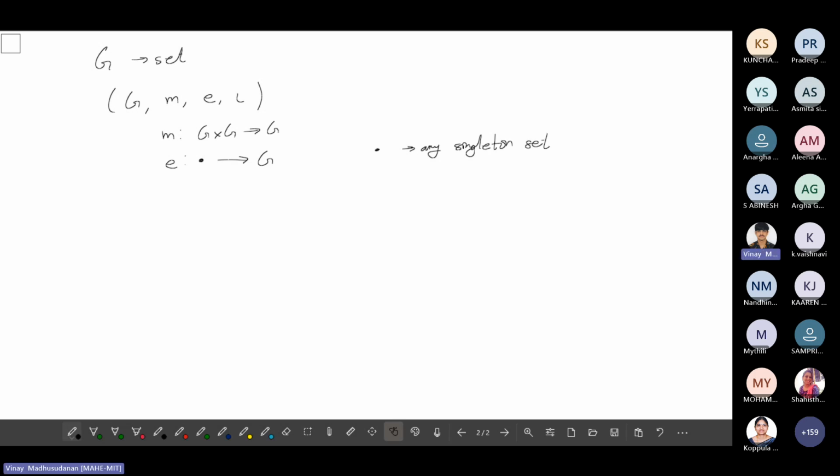So by this dot, I will denote any singleton set. You can just take a set with 0 or 1 or whatever, but the element of the set doesn't matter, so we just denote it by dot. In fact, you can denote the set itself, or the element itself, with dot, but anyway, to avoid confusion, I will not do that. And iota is a function from G to G.